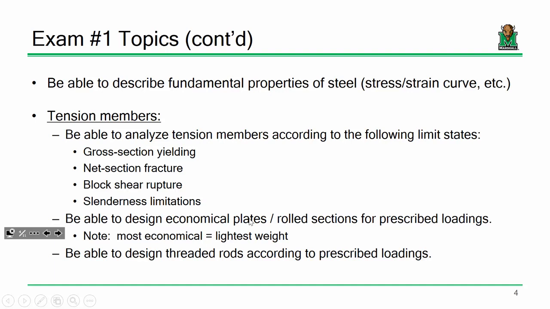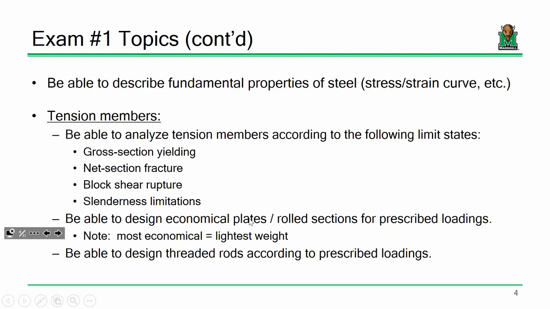But obviously the meat of this exam is going to be on tension members. So make sure that you can analyze tension members according to the following limit states: gross section yielding, net section fracture, block shear rupture, and slenderness. Make sure that you can design according to prescribed loadings.